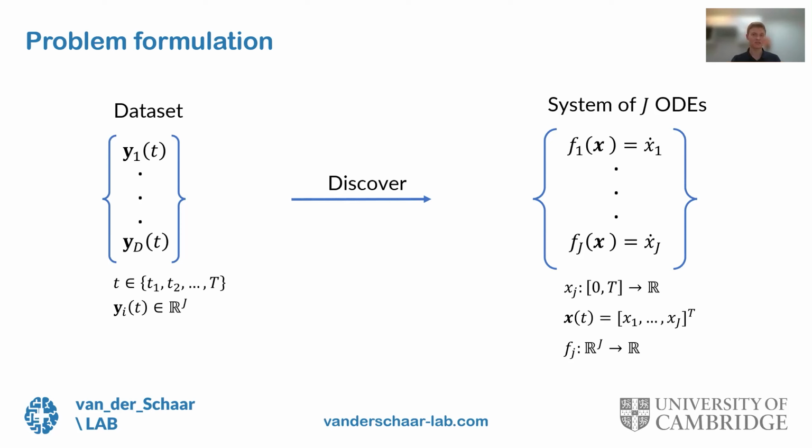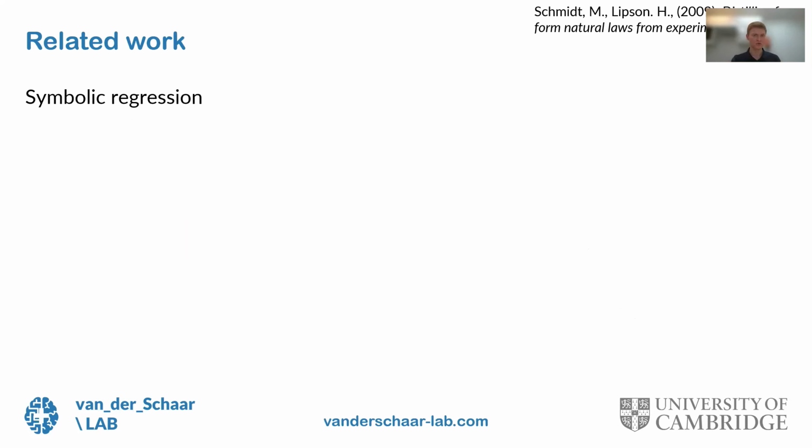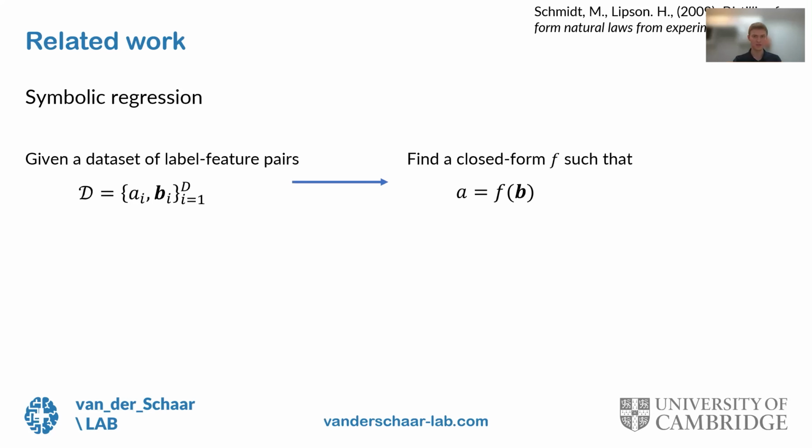And now let's see how it has been tackled previously. So we start with symbolic regression, which is a big area of machine learning, and its goal is to discover a closed form function f for predicting labels from features. So we have the usual regression setting where we have a data set of labeled feature pairs, and the task is to find a predictive function f. In symbolic regression, though, we search only among the functions that are closed form.